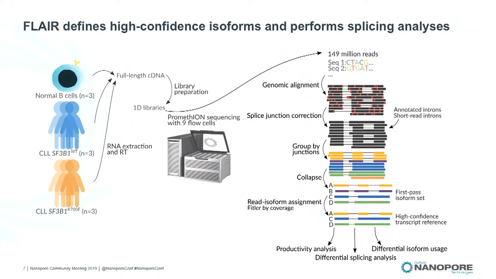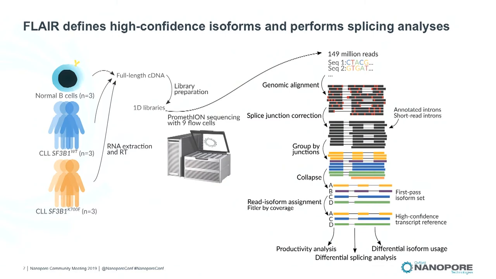These are pass reads. Briefly, the FLAIR pipeline will correct and validate the splice junctions in the reads. And for this step, we also give the short read sequences that we already had for these patients. And then FLAIR will build a set of transcript isoforms that are representative of the reads. And what we've been working on now is developing these downstream analyses pipelines, namely looking at the productivity, differential splicing analyses, and differential isoform usage. And today I'll just be talking about two of those.